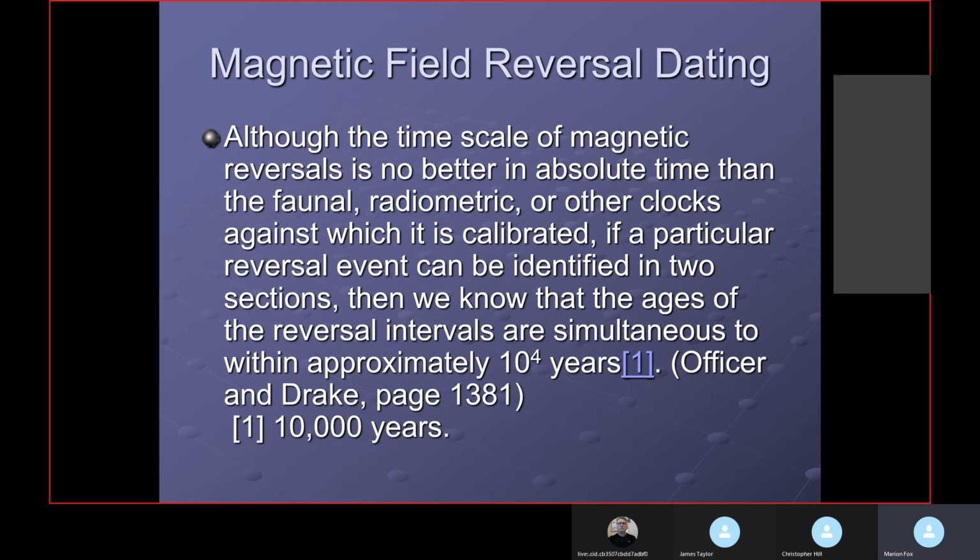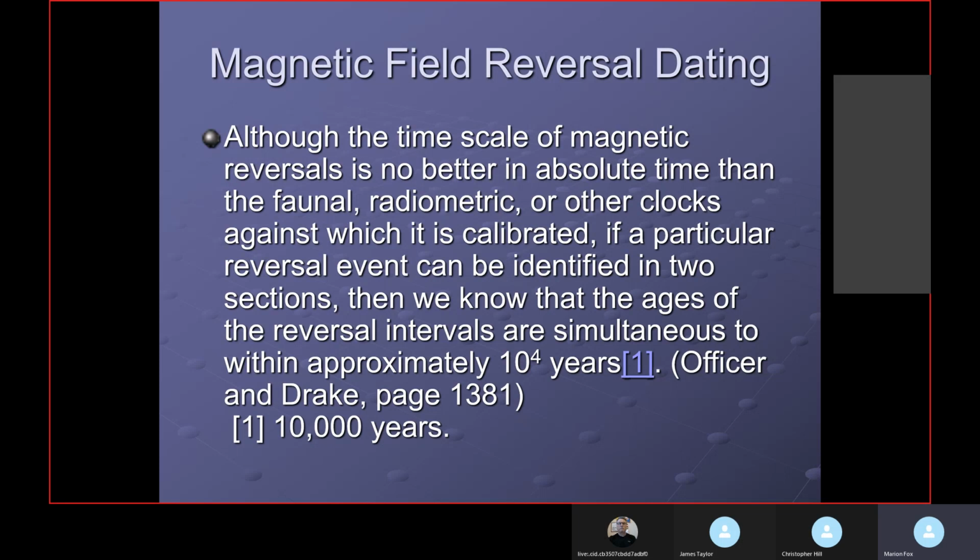Now, Drake tells us, although the time scale of magnetic reversal is no better in absolute time than the final radiometric or other clocks against which it is calibrated. So now what are they saying? Well, the magnetic reversals were dated, or calibrated, by fossil, radiometric, and other clocks. What the other clocks would be are the layers, assumed uniformitarian sedimentation rates, uniform sedimentation rates. The fossil clock would be index fossils, and that's based on the assumption of organic macroevolution.